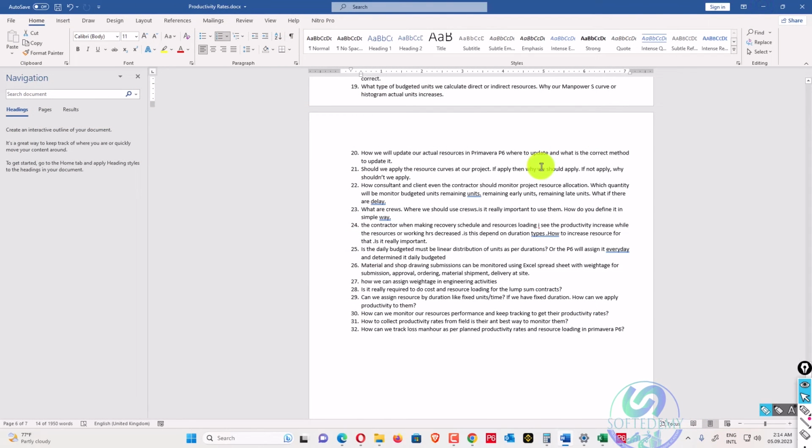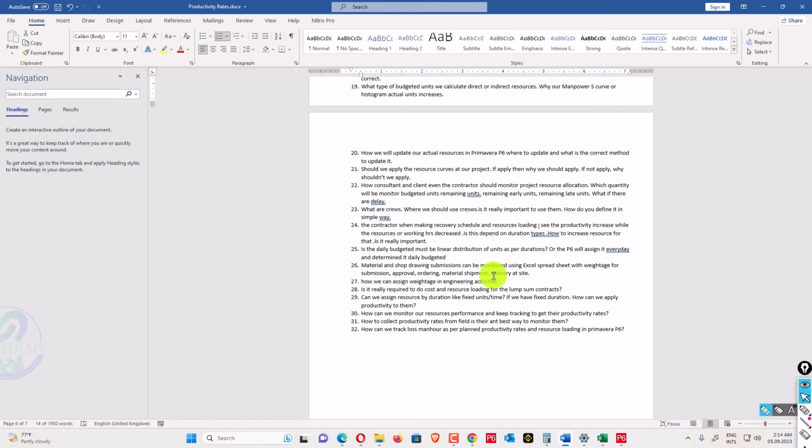So what is the next question? The video is going too long, but I will complete it. Must the daily budget units be a linear distribution of units as per duration, or will P6 assign it every day and determine the daily budget units? The question is whether it should be linear or not linear, like I told you about the resource curves, or backloaded. I recommend linear. From the first day it should be 8, 8, 8, 8. At the end it would be backloaded.